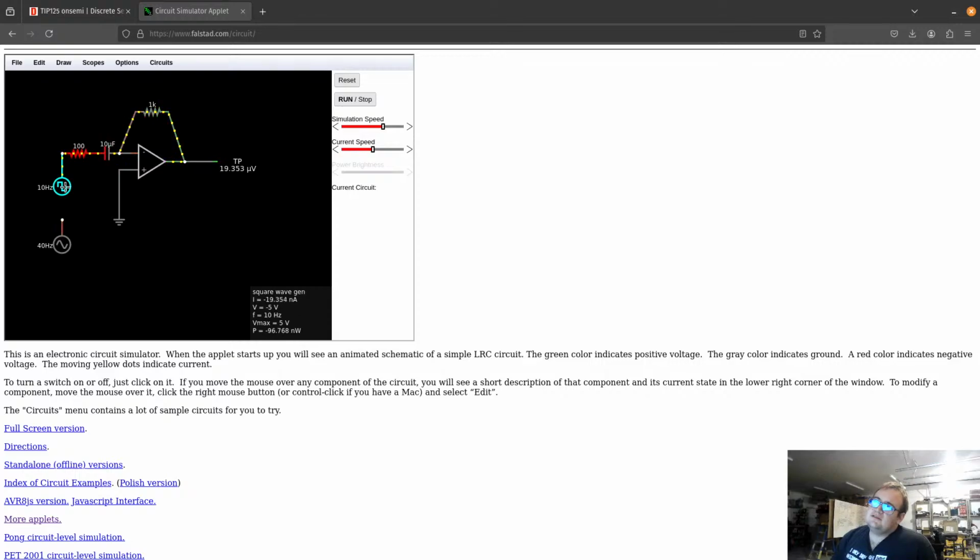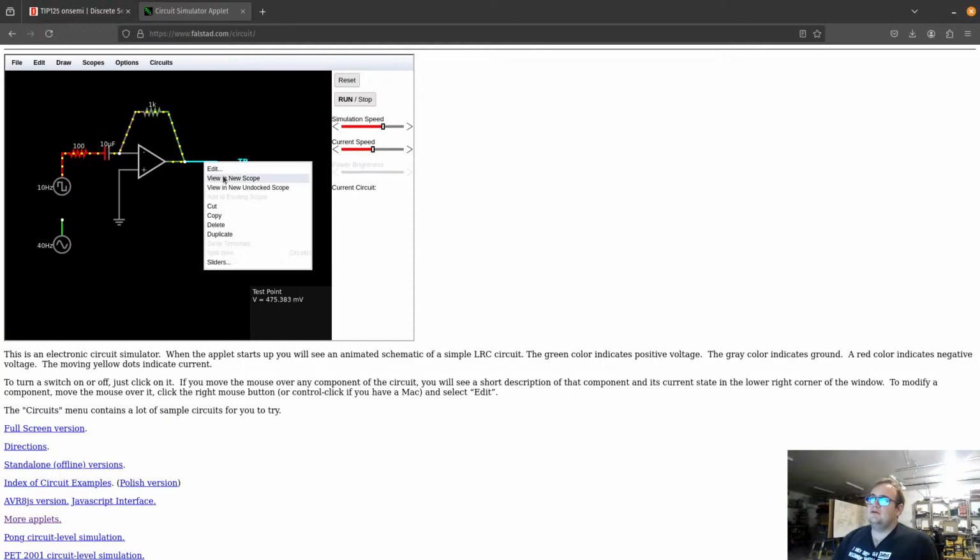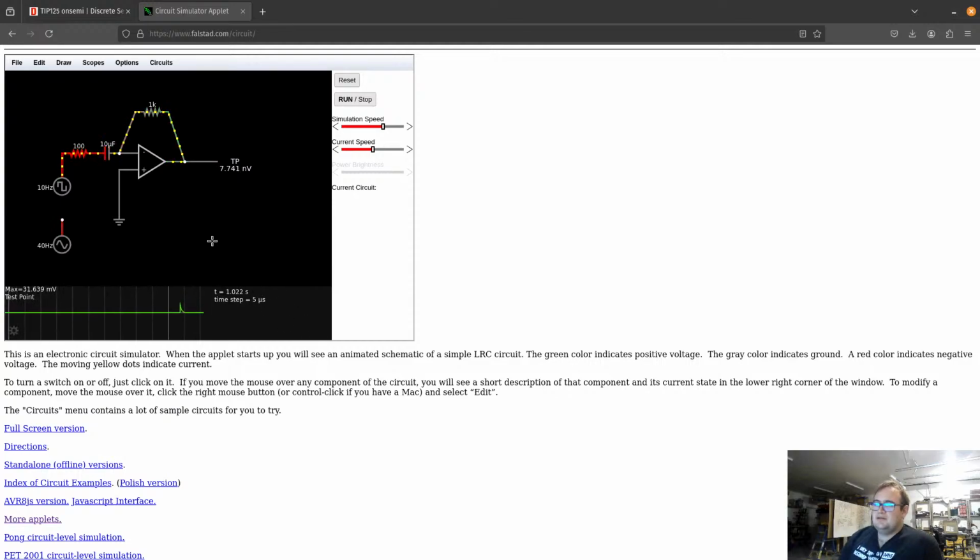You can see it is, what is it doing? It's like oscillating a little bit. Yeah. I'm gonna go view in new scope. I see what it's doing. It's tracking the charge time of it.